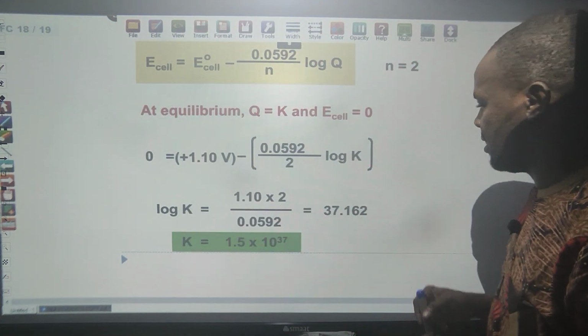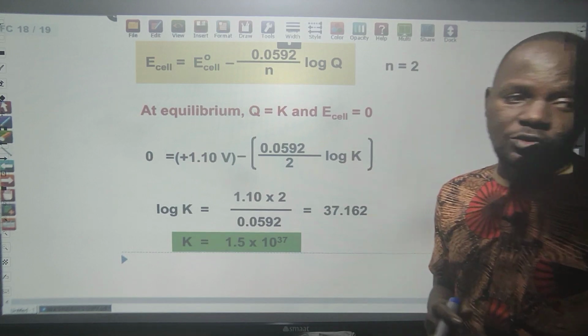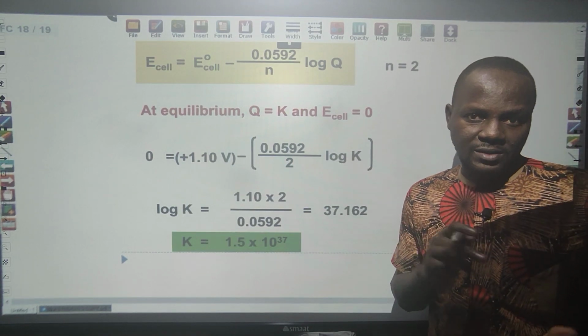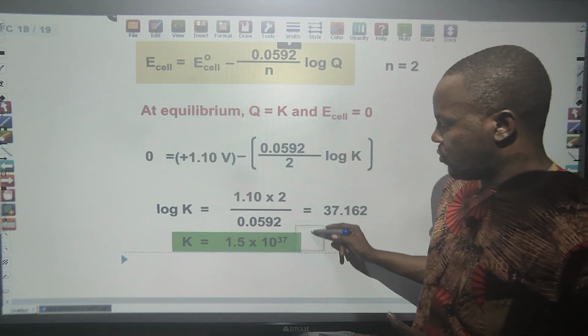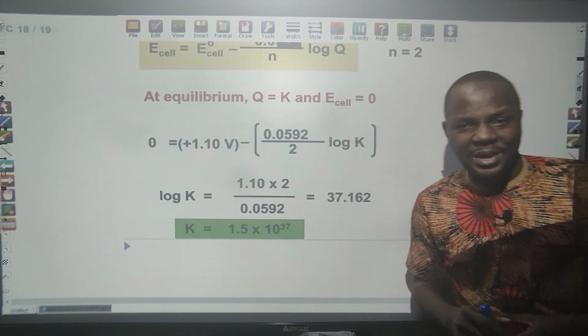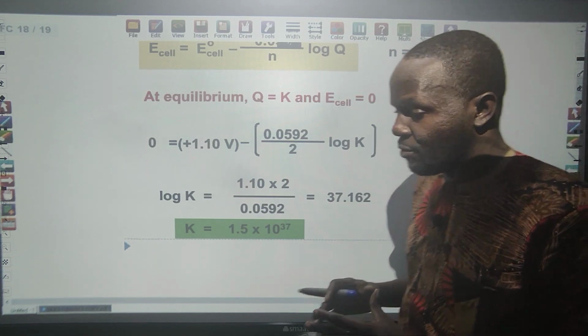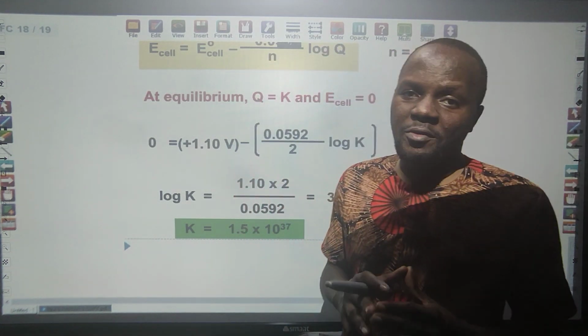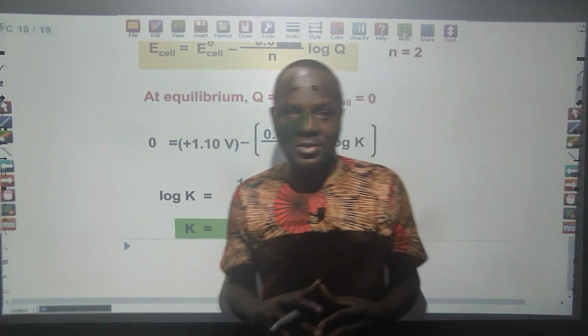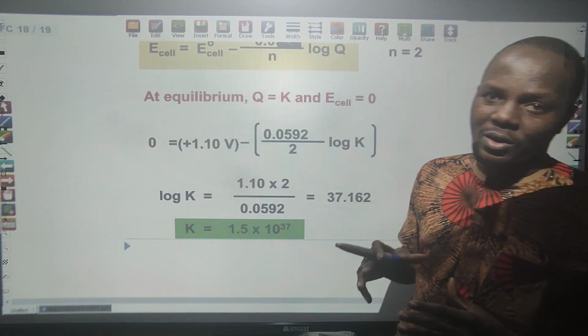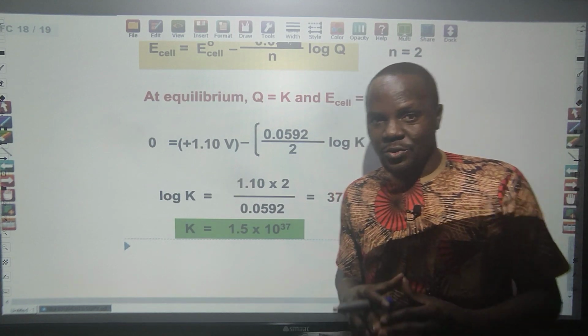So how will you get K? K will now be obtained by taking the antilog of both sides. So when you take the antilog of 37.162, you are going to get 1.5 times 10 raised to power 37. So be careful. We can use the Nernst equation to calculate the equilibrium constant when the cell battery is dead and when there is no work on the battery. So be careful about this.